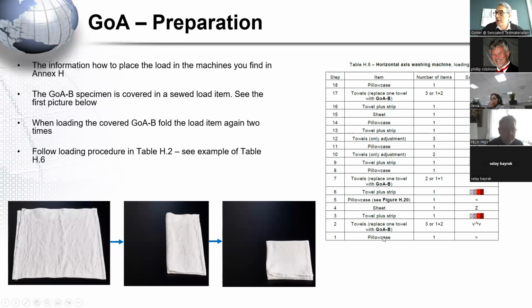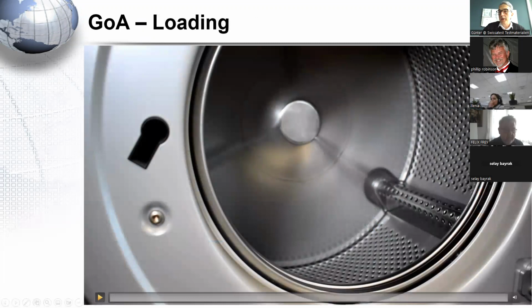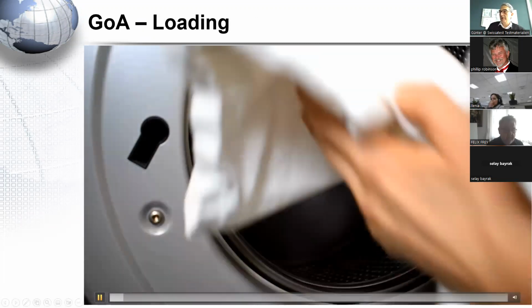Start here below with the pillowcase, and then you place the towels. It is meant there are 3 towels, and one of these towels is the GoA towel, the towel with the GoA specimen. For more details of the loading procedures, please also have a look at webinar 2, which already happened on the 12th of January. Also, there is a video of how we load the washing drum.